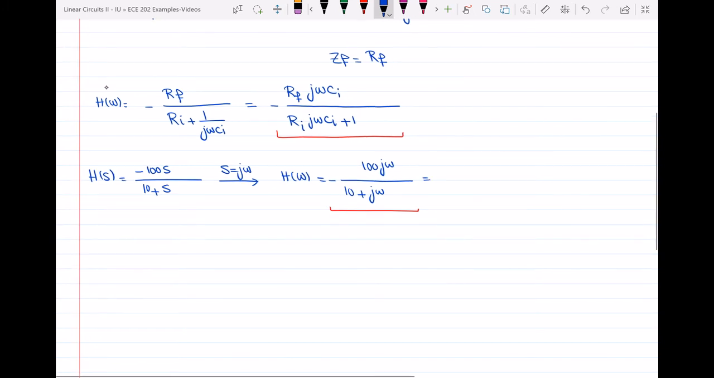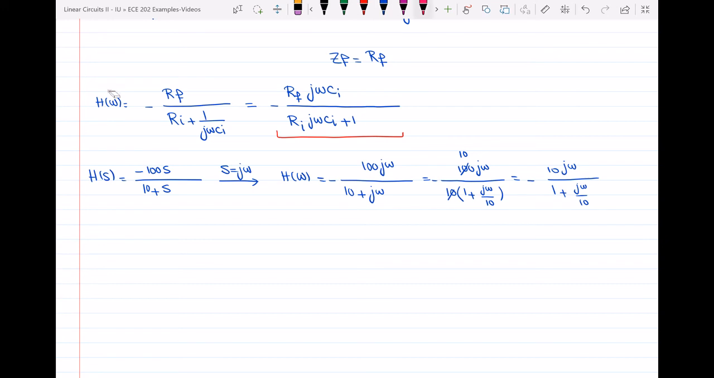So what I will do is factor out a 10 from the denominator polynomial. Then I'm going to have 1 plus j omega over 10. And I have 100 j omega in the numerator. Then I'm going to divide this 100 by the 10 in the denominator. I'm going to have 10 j omega over 1 plus j omega over 10. So now you can see that we can easily compare. Now we have to compare this transfer function over here with the one that we have over here.